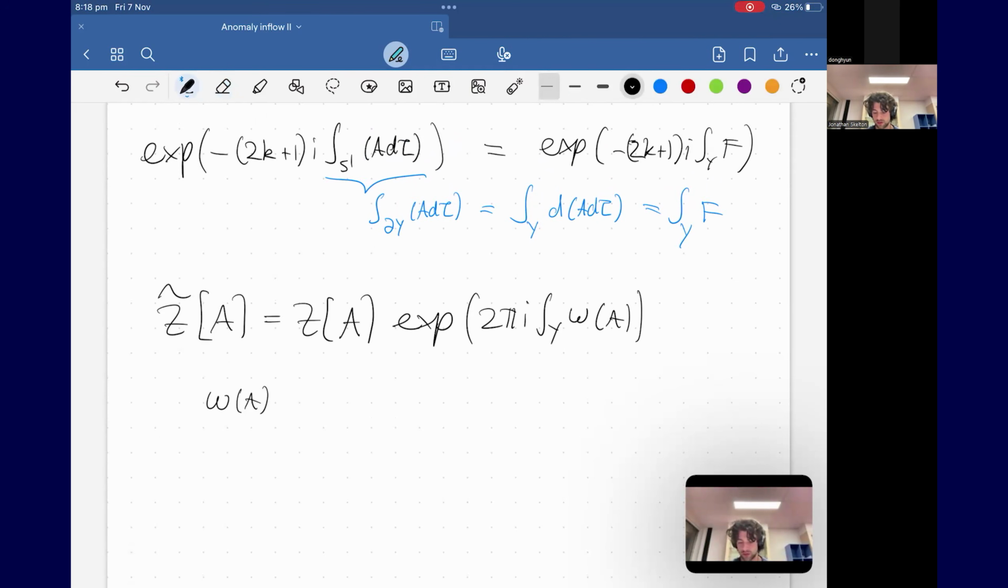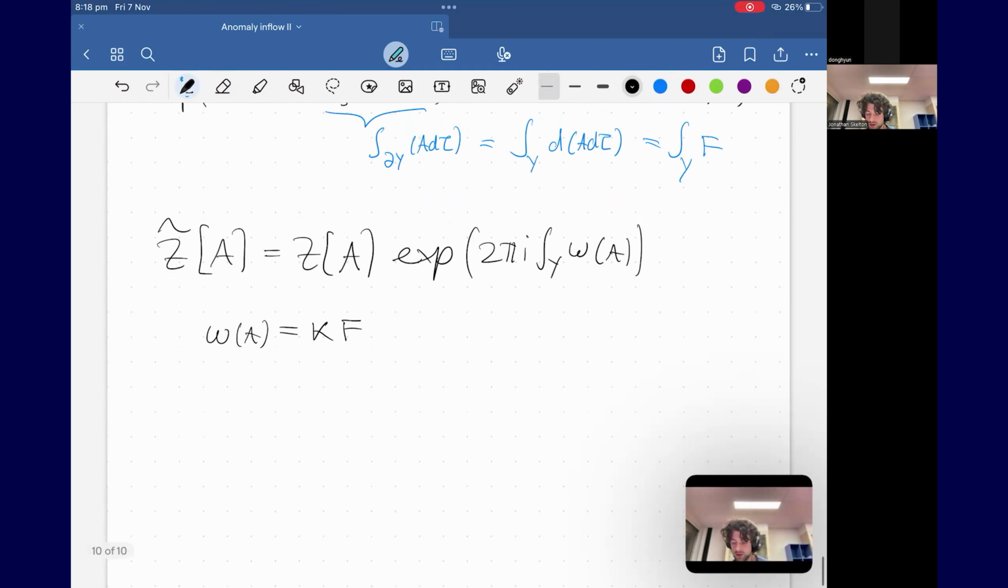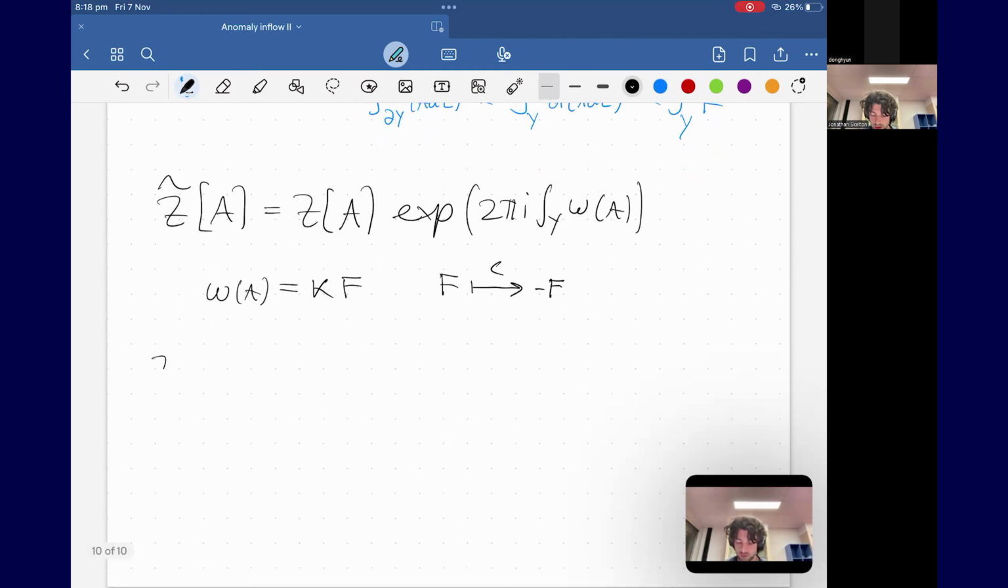Let me think. Kappa. Let's just say kappa f. Okay, so when we do this, the nice thing is under these transformations we have f. Sorry, not gauge transformation, I misspoke. Because we're applying C, that means f will transform into negative f. That's pretty straightforward to check. So therefore we have ZA of C.